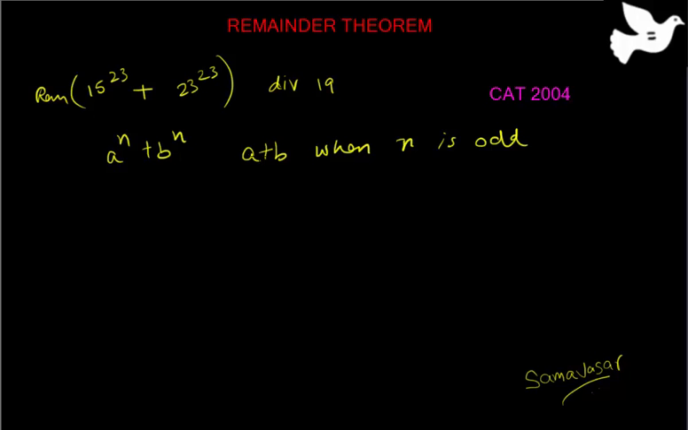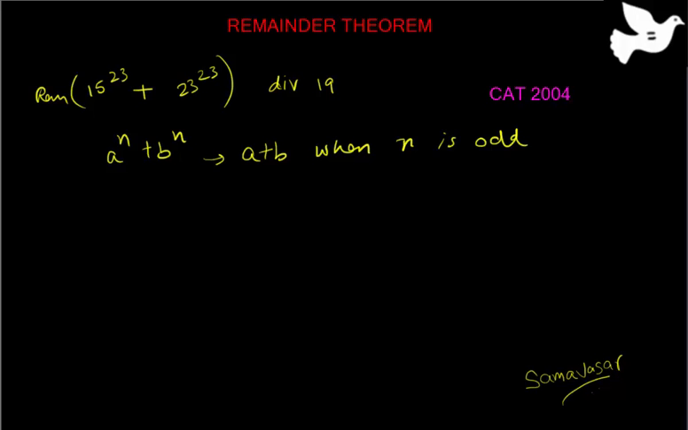Quick reminder, how do we check this? We just substitute n is equal to 1. n is equal to 1 means that this expression becomes a plus b. So it is divisible by a plus b. So when n is odd, this thing will be divisible by a plus b. You can go back to the concept video and remind yourself of this concept.